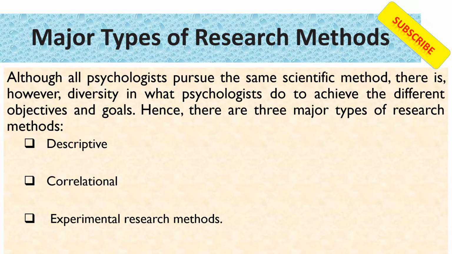There are major types of research, and in this module we are going to look at several. Although many psychologists pursue several methods in order to achieve certain objectives and goals, the three major types of research methods that we are going to look at under this module are descriptive, correlational, and experimental methods. In the next slides, I'm going to explain each of these three in greater detail.